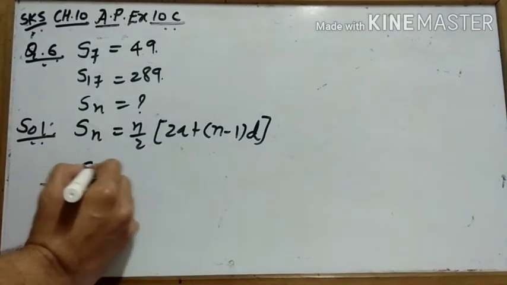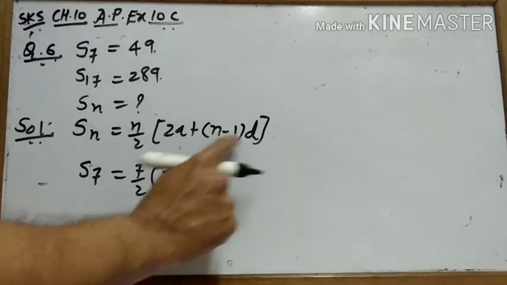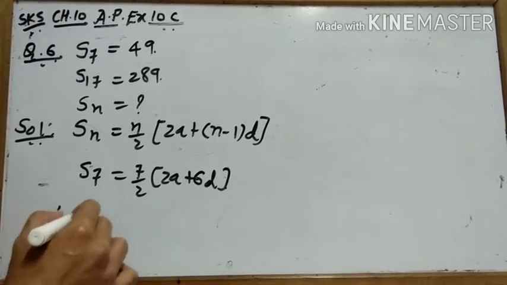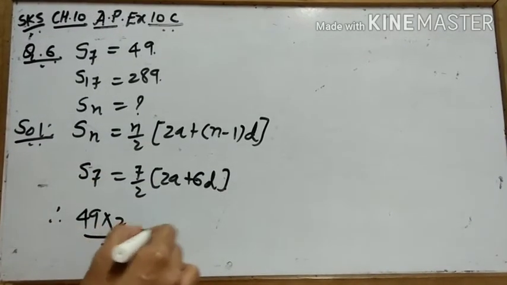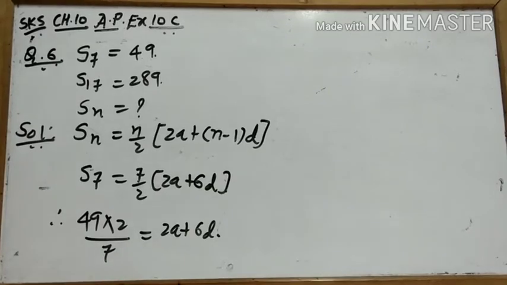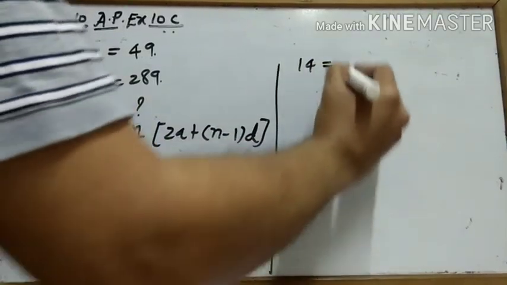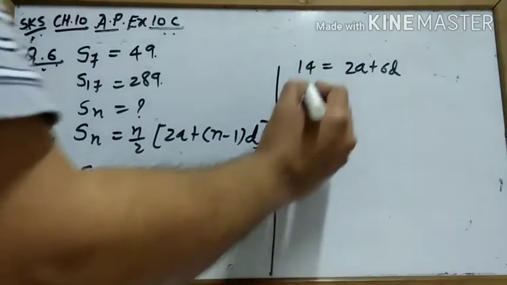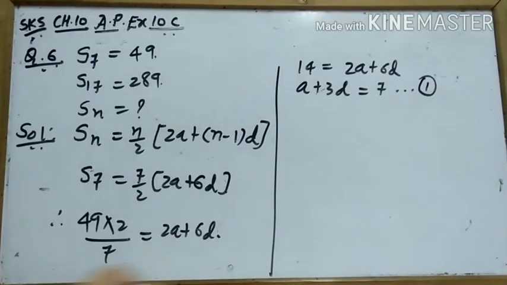Now when I say S7, wherever n is there, it will be replaced by 7. 7 minus 1 is 6, so this will be 6d. S7 is known to us as 49. This 2 will come to this side, and 7 will go down. This is 2a plus 6d. So ultimately, I will get 14 is equal to 2a plus 6d. If I divide throughout by 2, I will get a plus 3d is equal to 7. This is the first equation I get.